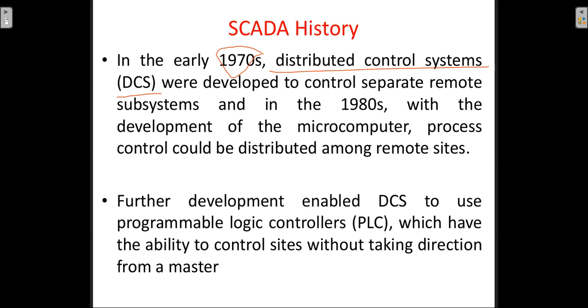sites. So initially the distributed control was confined to a particular system, but later it was extended to the process control, where you could have the communication channels and other things coming into picture, and even the high level computing and other things were possible, because of which it was possible to have the distribution among the different remote sites. Okay, then the further development enabled the distributed control systems to use PLCs, right?